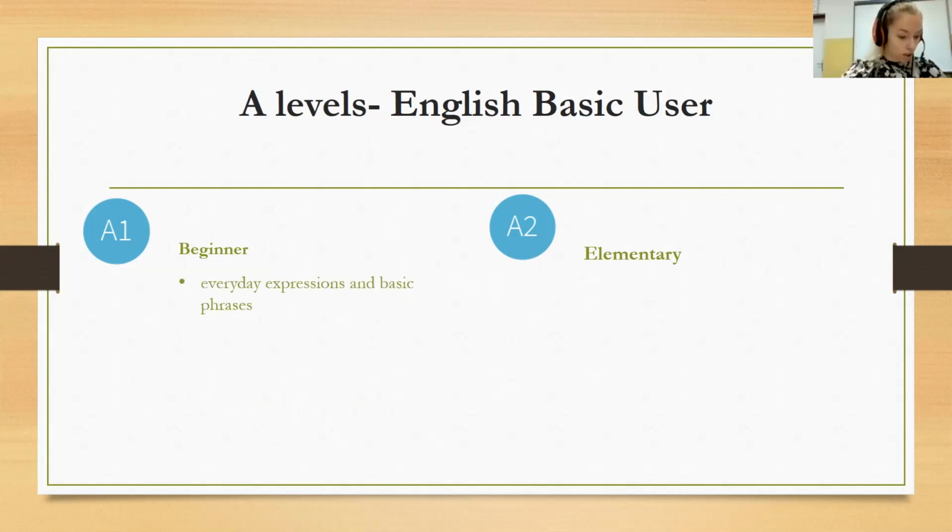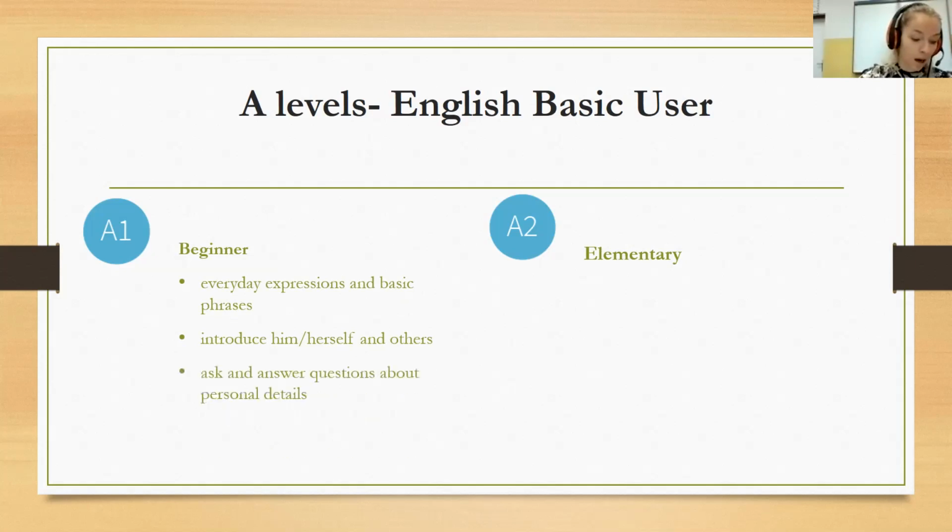Beginner: he can understand and use everyday expressions and basic phrases aimed at the satisfaction of needs of a concrete type. He can introduce himself or herself and others. He can ask and answer questions about personal details such as where one lives, people she knows, things that she has, and he can interact in a simple way when the other person talks slowly and clearly.